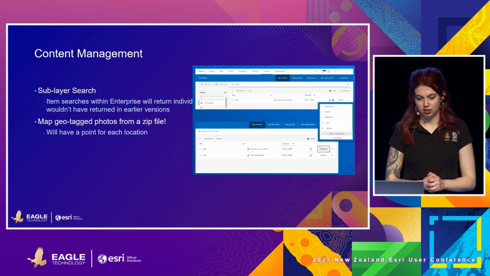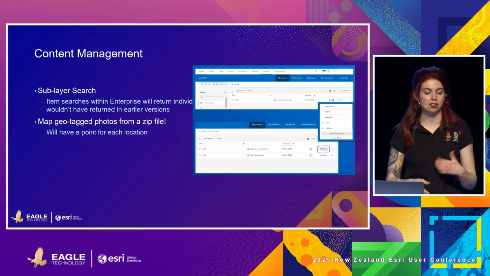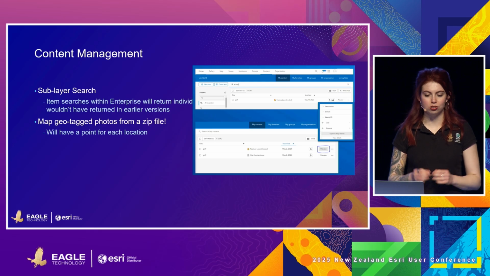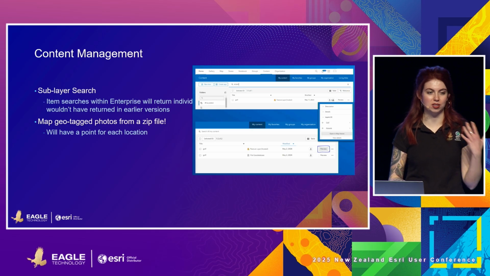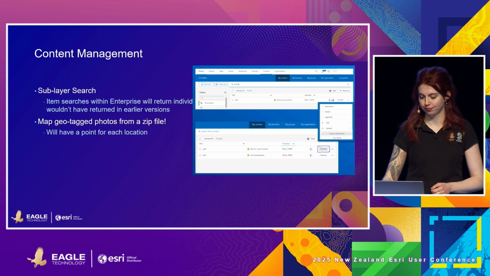Content management. So it's just a little easier to find things. The sublayer search allows you to find layers that are sublayers by the keywords that you're using. And also a little feature of being able to just drop geotagged photos from a zip file and be able to instantly have those geolocations that you can then pull up into your map.